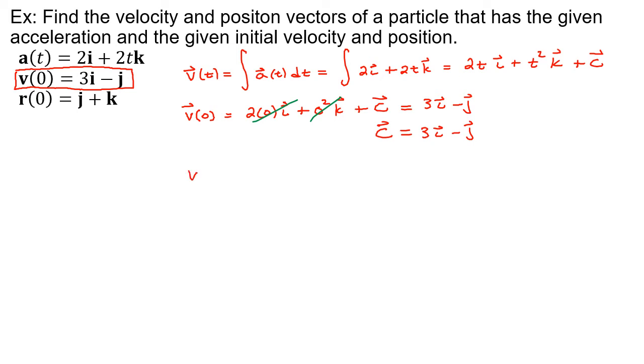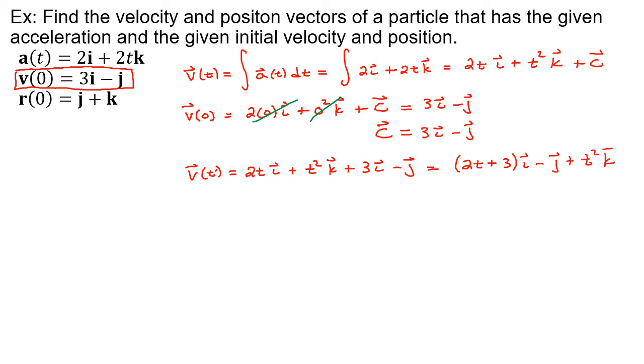So my velocity vector is 2ti plus t squared k plus 3i minus j. And then we like to group them together. So for the i I would say it's 2t plus 3, then minus j, plus t squared k. So that's my velocity vector.